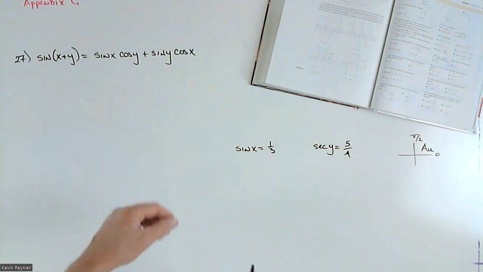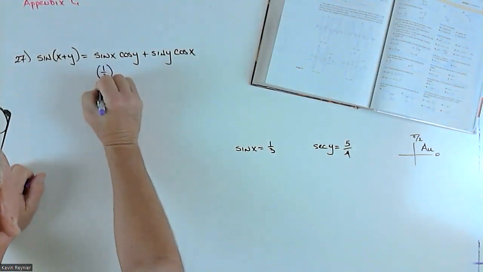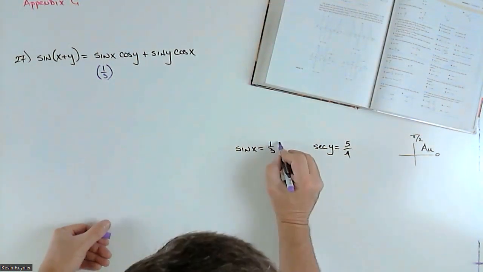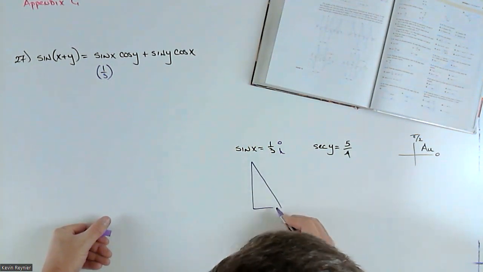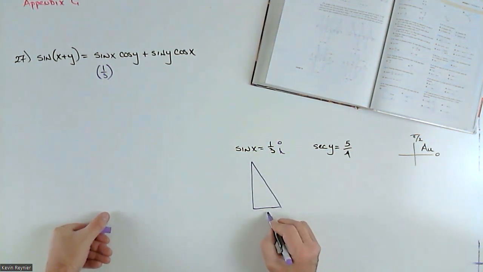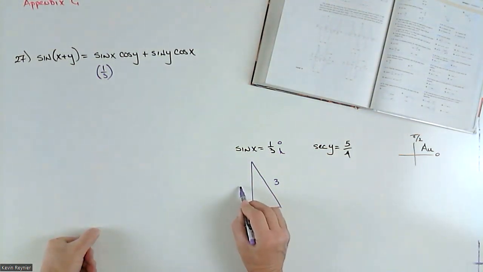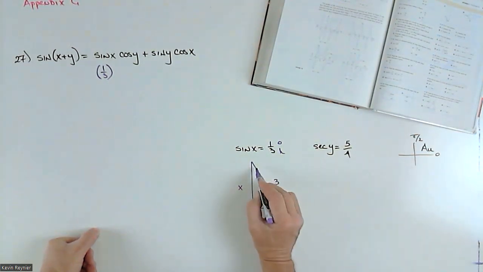Well, I know the sine of x is 1/3, so I can plug that in. It goes right here. But I also need to know what the cosine of x is. How am I going to find it? Well, I'm going to draw a triangle. Sine is opposite over hypotenuse. The opposite side is 1. The hypotenuse is 3. Now we can use the Pythagorean theorem to find the other side, right? We can call this x if you want. But x is really this angle right here, isn't it?